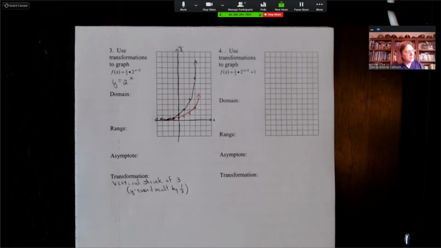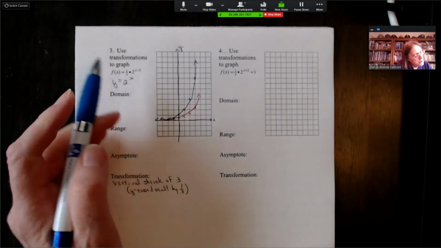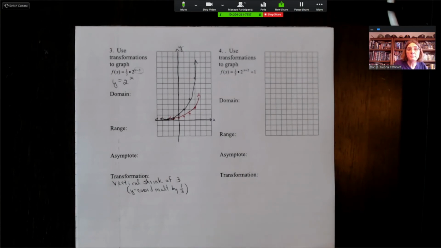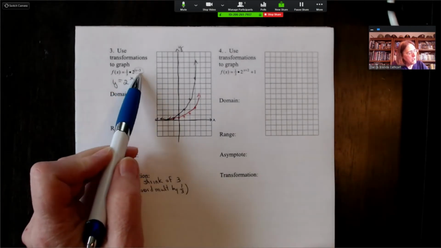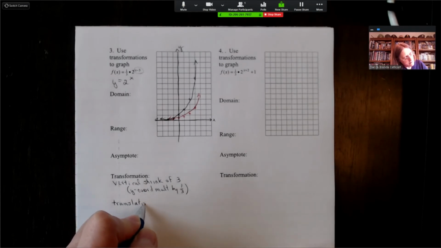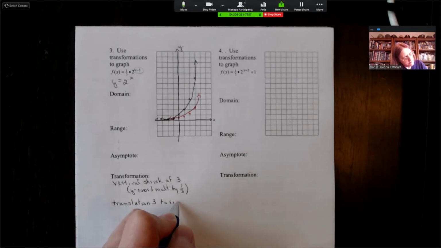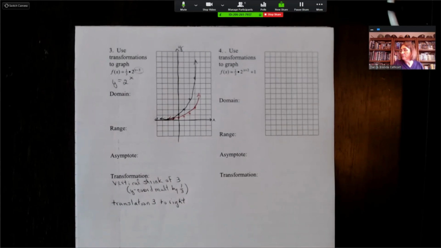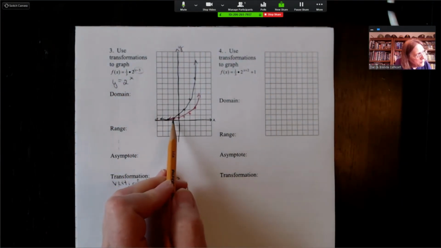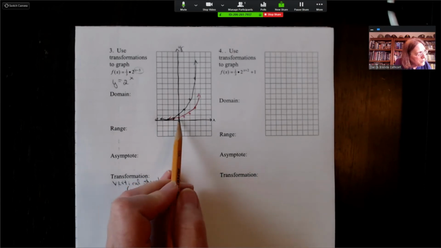Okay? Now we have another transformation. This transformation is done to the x, and all of our x transformations are always in the opposite direction because it's an idea of undoing. So when we have x minus 3, we have a translation 3 to the right. So we're going to move each of these points 3 units to the right. Let's do that one in pencil. So take our red graph here, move each point 3 to the right.